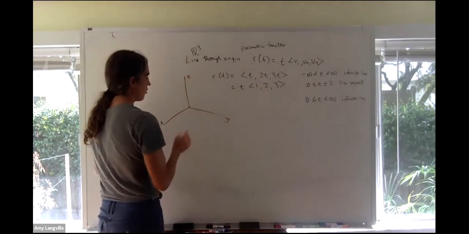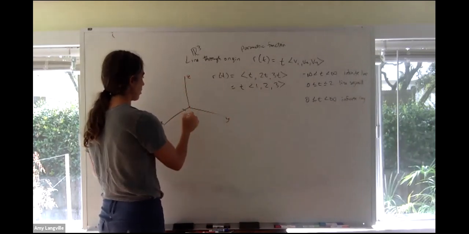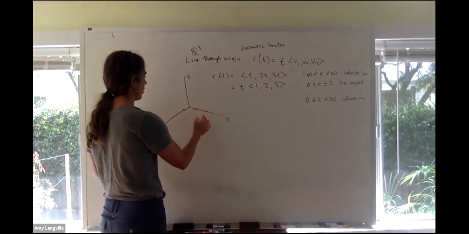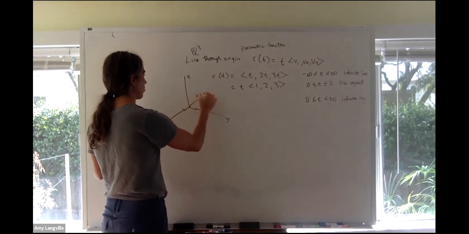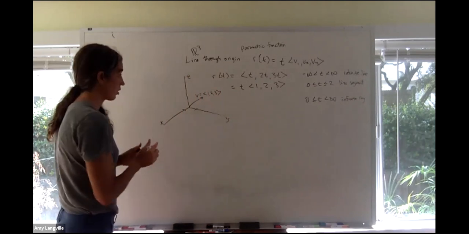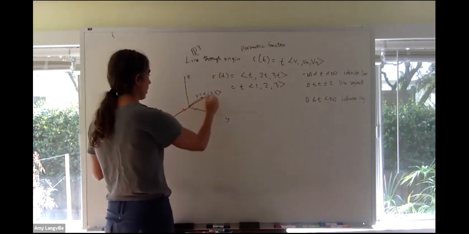The vector v is 1 along the x, 2 along the y, and then 3 above there. So this would be the vector v equals 1, 2, 3. And then if I'm doing the line segment, it would just be doubling that.